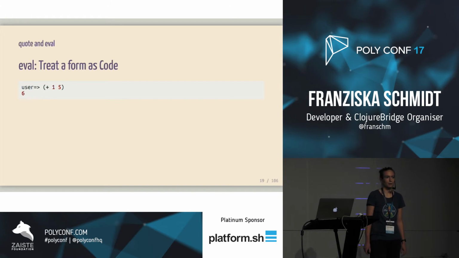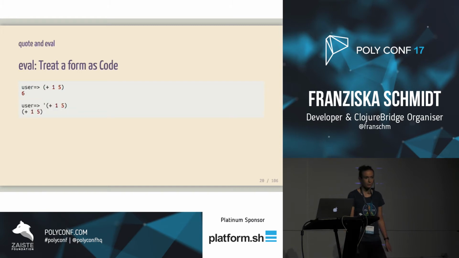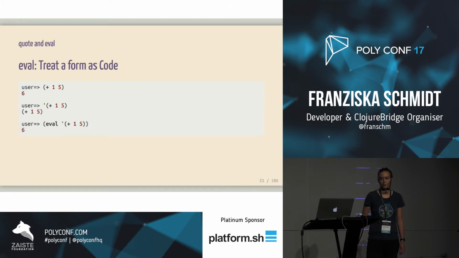Eval is the other hammer, and what eval does is treat a form as code. So here we have our same expression again. Actually, what's happening implicitly is that it's being evaluated. If we have this quoted expression from before, it's not being evaluated. We're just getting the quoted thing back. We can now force it to be evaluated by calling eval explicitly on the quoted form. So let's try that. Okay, and then we see we get the 6 back, which is what we wanted.